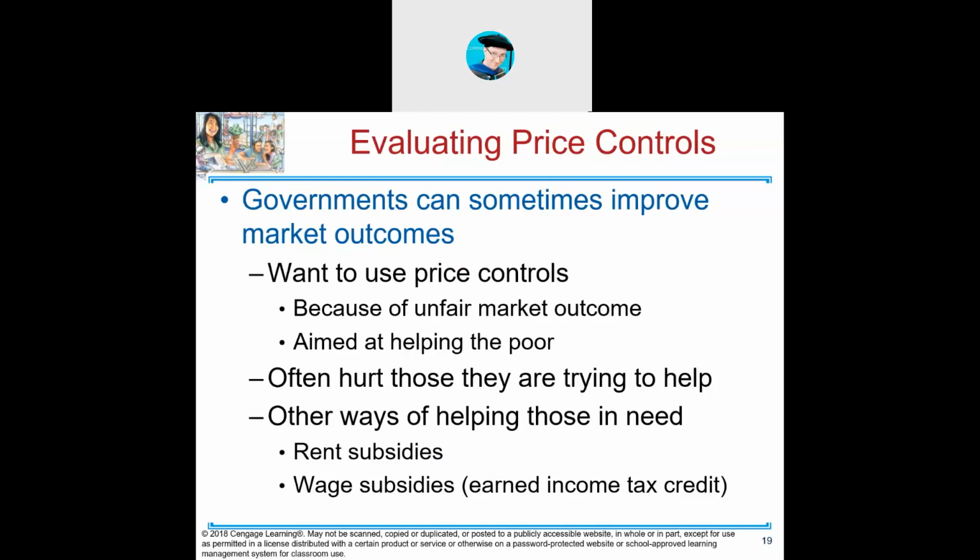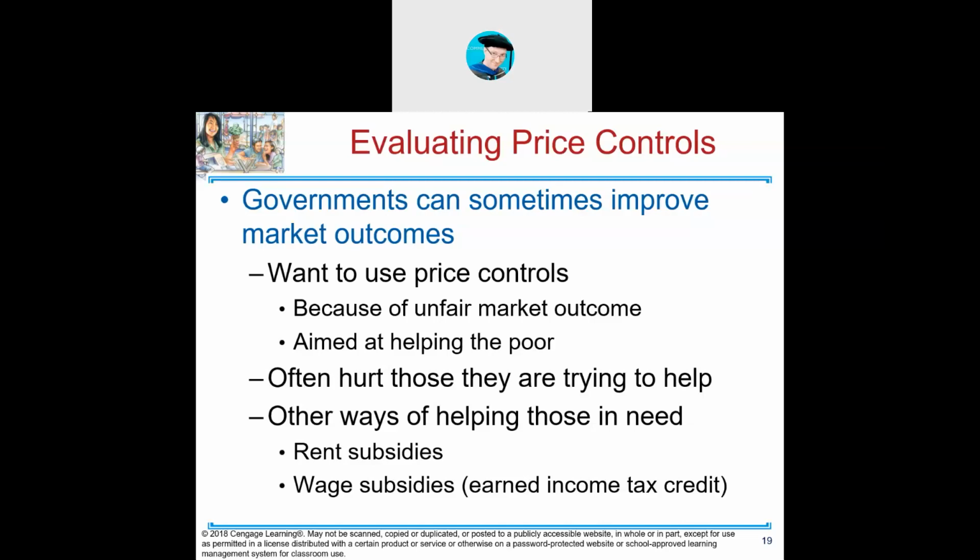Governments can sometimes improve economic market outcomes by controlling certain prices. Oftentimes, the objective of the government is to assist those below the poverty line. It's usually because of unfair market outcomes that the government needs to assist them by implementing price controls. The only thing is, it hurts the people they're trying to help, because it disincentivizes individuals to prosper within the economy.